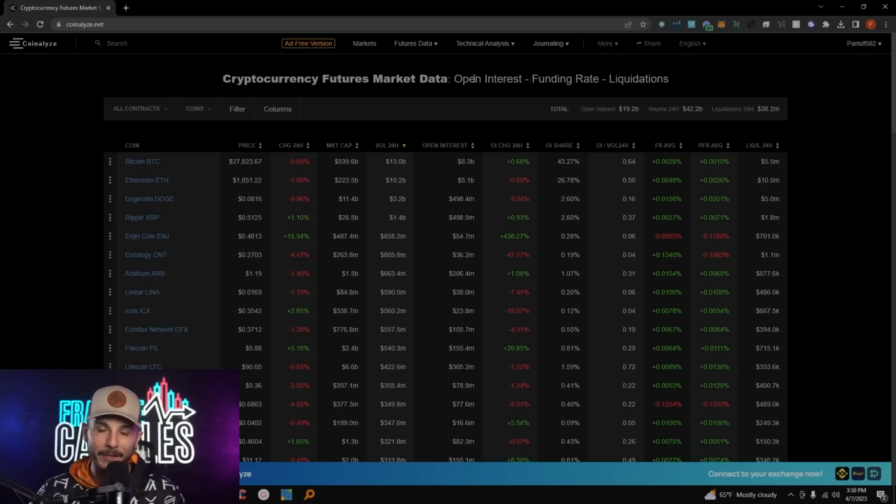Now, I do want to be very clear. I don't want to make this seem like some magical tool that's going to be right 100% of the time. Like any other tool in trading, you want to make sure you're looking at Coinalyze along with other forms of confluence to make the best trading decisions.